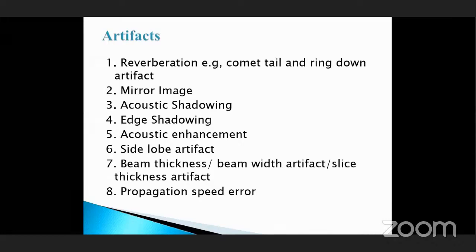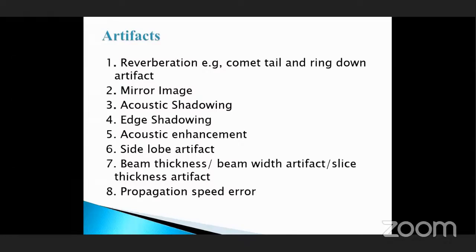Certain artifacts encountered in ultrasonography are reverberations. They are seen with metallic objects as well as air. Mirror image, that means the same area is imaged at two sides. This is seen at very highly reflective surfaces, like sometimes the gallbladder can be seen beyond the diaphragmatic line. This is the mirror image.